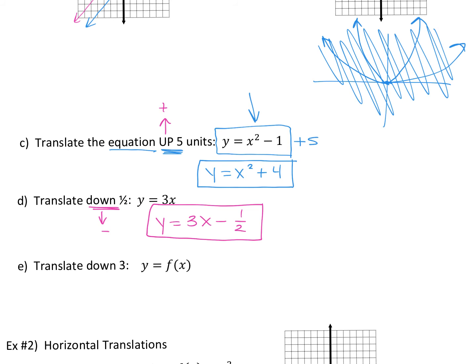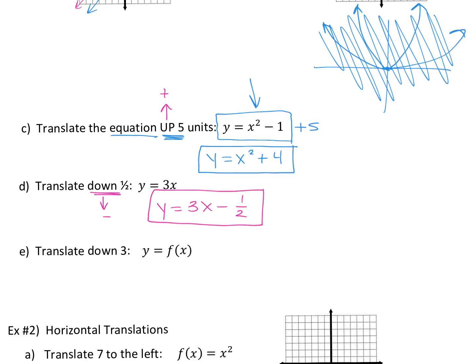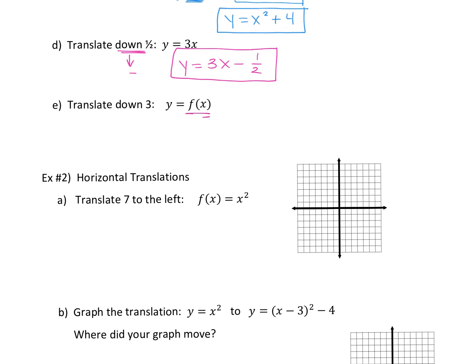Okay, so letter E looks a little bit different. It's the same thing. Don't let the f of x freak you out. We're taking the function, and if we're going down 3, what are we doing with it? It's minus 3. Subtracting 3, yeah. So you get y equals f of x minus 3. Okay, questions on that? No. All right.